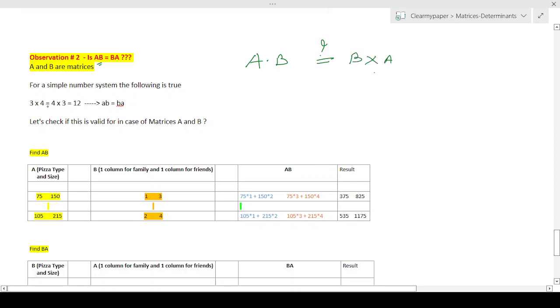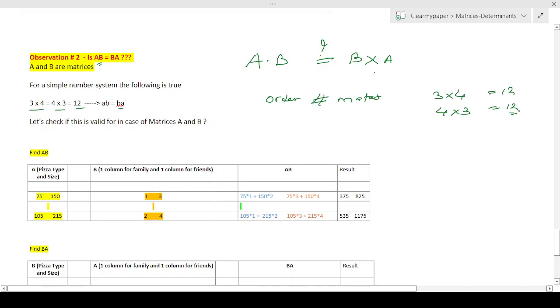In terms of numbers, 3 into 4 is equal to 4 into 3 is equal to 12. In multiplication of numbers, the order does not matter, right? Whether you make it 3 into 4 or 4 into 3, the answer is going to be the same. It does not matter.